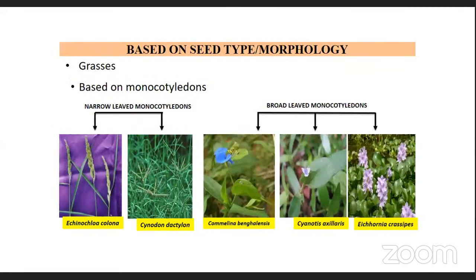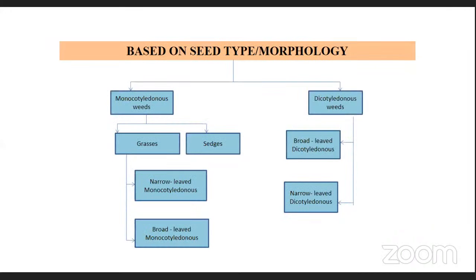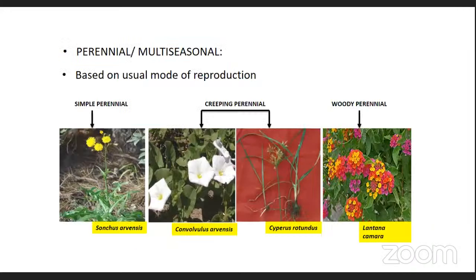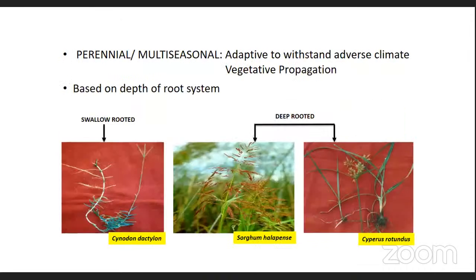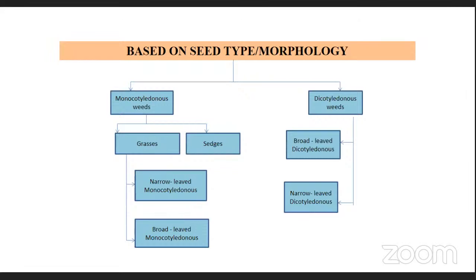So, yesterday we started our classification of weeds. And we have discussed three criteria. The first one is based on the life cycle, or you can say autogeny. And then we completed the one based on seed type. In this, we have seen the monocotyledon weeds and the dicotyledon weeds.